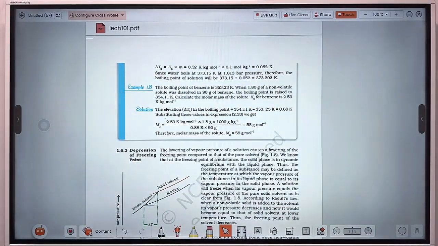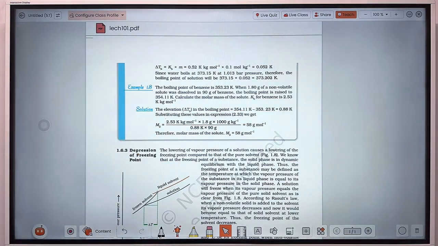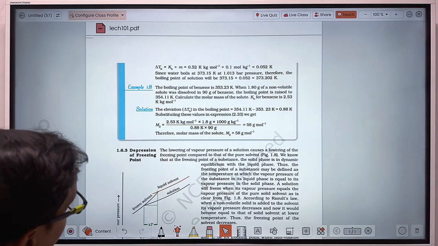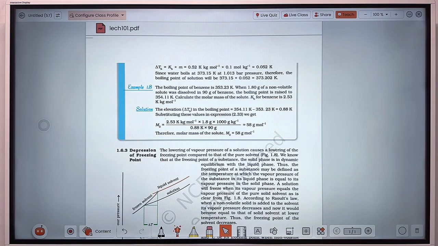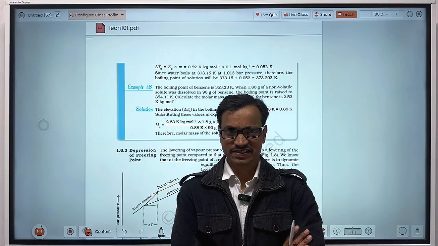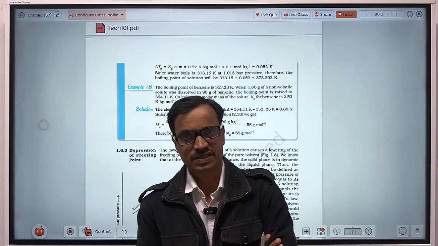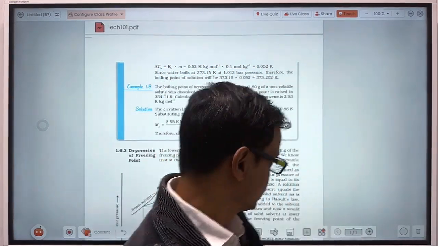We have calculated 373.2 Kelvin. Then after this, a question is given on the boiling point of benzene. When 1.80 gram of non-volatile solute is dissolved in 90 gram of benzene, the boiling point is raised by this much. Calculate the molar mass of the solute. Kb for benzene is this much. Very easily you can solve this question. If anyone feels difficulty solving this question, then comment in the comment box. I shall guide you on how to solve it in the next video after receiving your comment.